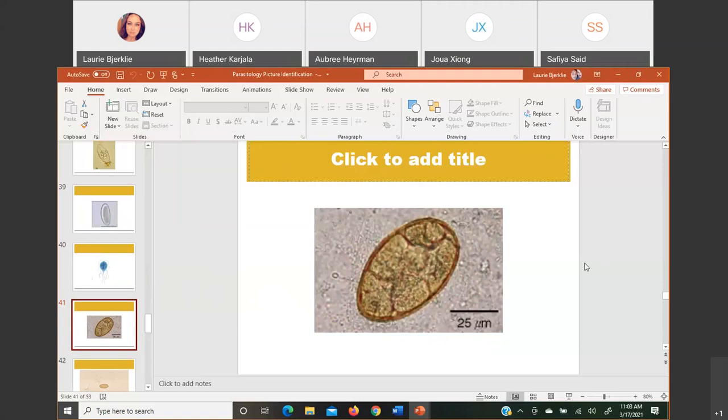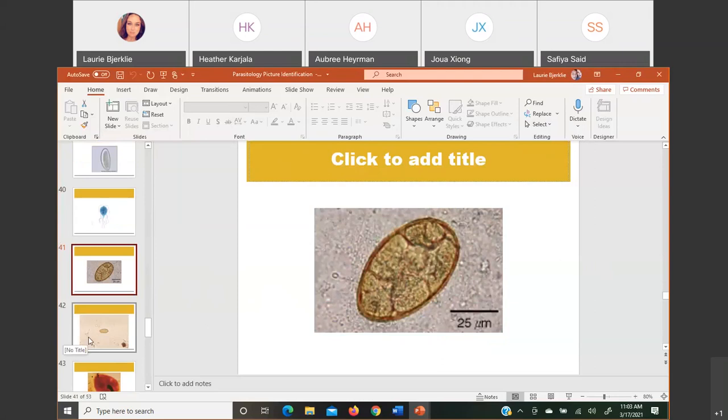All right, so this one is Paragonimus westermani. So Paragonimus is our one that we call the lung fluke, and so we can screen for it in sputum. So it is the one that can be found in sputum, Paragonimus.